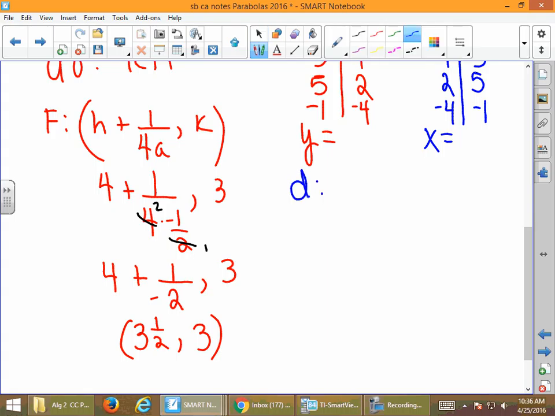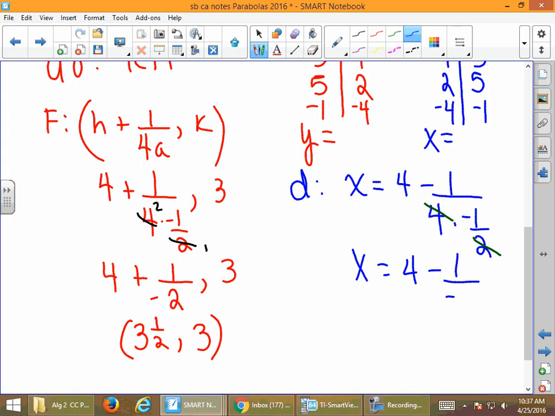Our directrix then is going to be x equals 4 minus 1 over 4 times negative 1/2. It's h minus that. So the only difference is it was plus here, now it's minus. The same things still happen here. 4 times negative 1/2 is negative 2. So this is x equals 4 minus the negative 1/2.